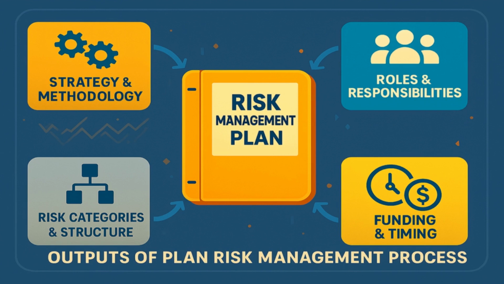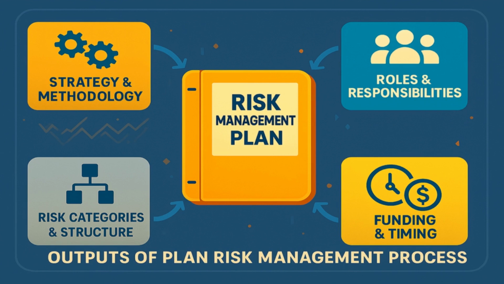Critically, the plan clarifies all roles and responsibilities. This is the who. It moves risk management from a vague team effort to clear accountability. It explicitly states who is the owner of each risk category, who is responsible for executing responses, and who needs to be in the communication loop. This eliminates confusion and finger-pointing later.